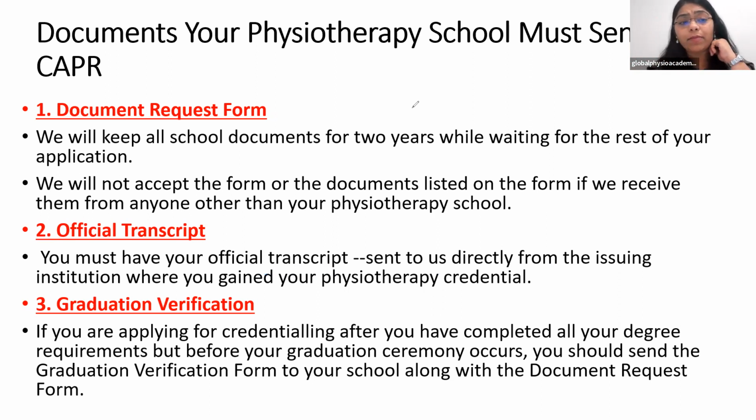Okay, now come back to the college. So college sent the form D, document request form, official transcript, but again copy, and college is sending graduation verification. Graduation verification is like there is a separate form available in the website. If you are applying for the credential after you are completing your degree, but still your ceremony is not done. So like you are done your final year, you are done your internship, but still a ceremony is not done.